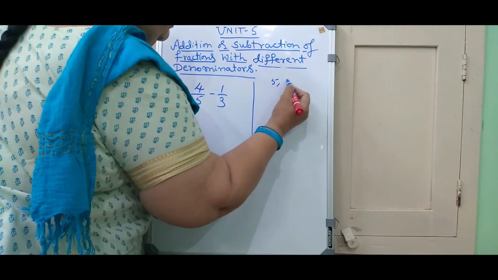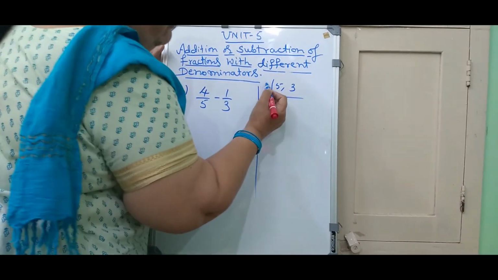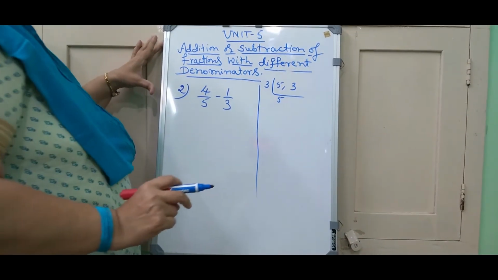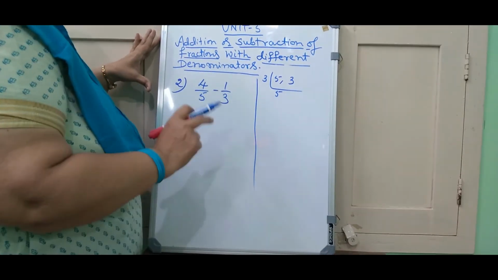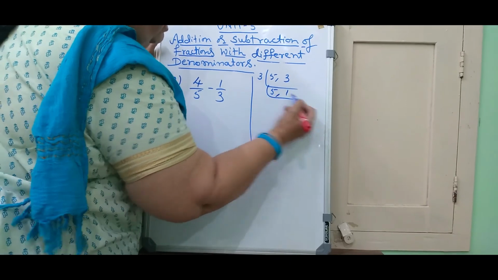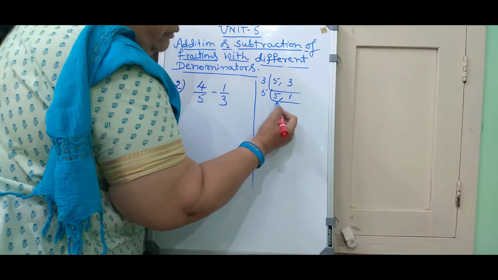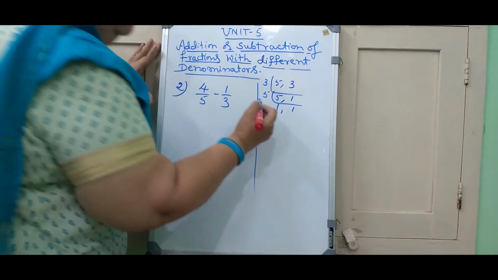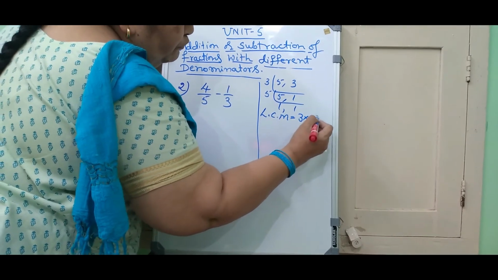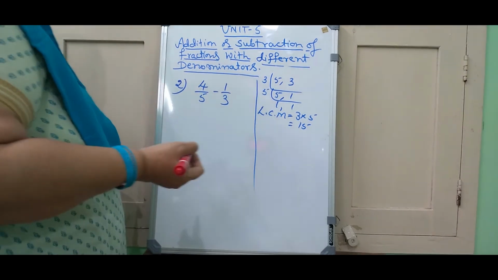Again, if I find out the LCM here, for 5 and 3, 5 is not divisible by 3. So we are keeping this 5 as it is. So now let us write, 3 ones are 3. And next let us consider 5, the next prime number, that is 5. This is 1 and 1. So now here the LCM will be 3 into 5, that is 15. 15 will be the LCM.